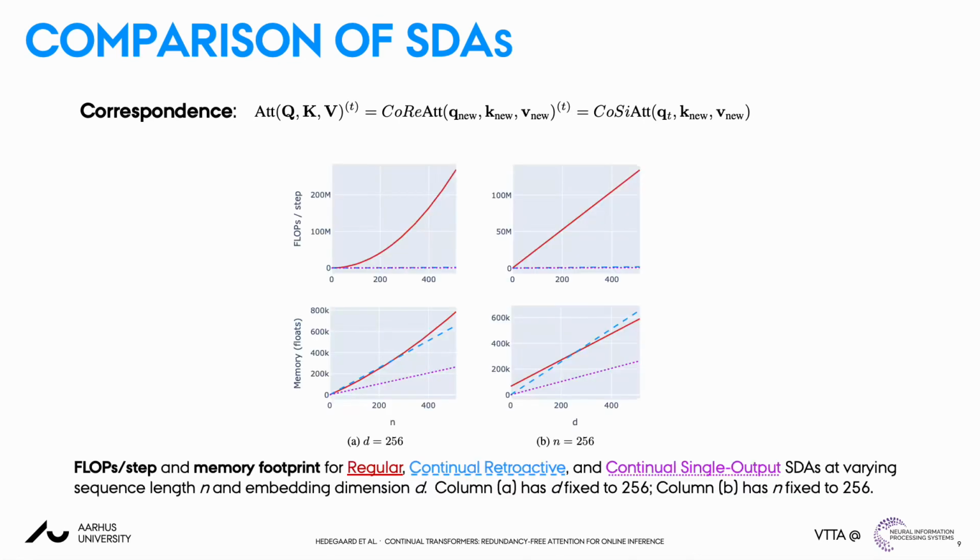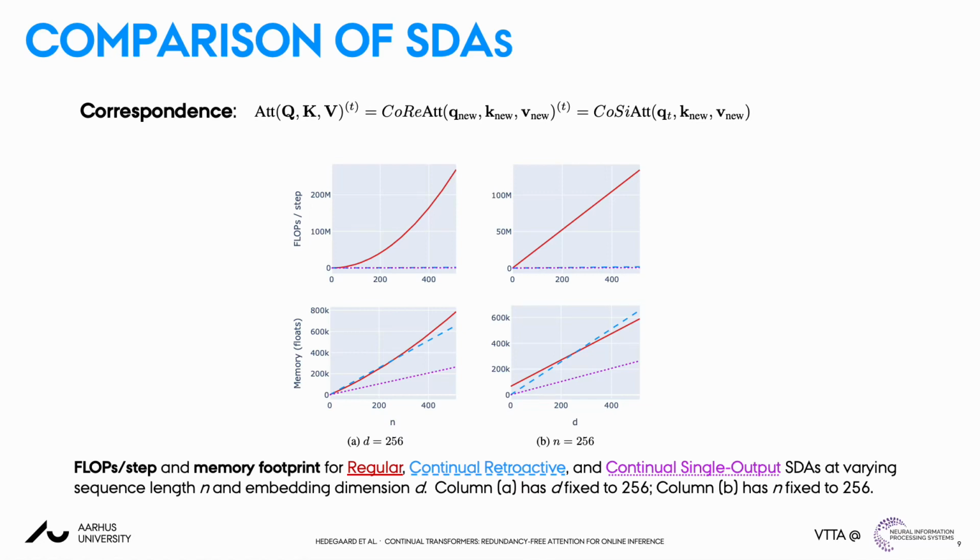In the presented figures, we see the flops per step and memory footprint for regular, continual retroactive and continual single output SDAs at varying sequence length n and embedding dimension d. As seen in the top left figure, the linear computational complexity of SDA in n leads to significantly better scaling properties than for regular SDA.